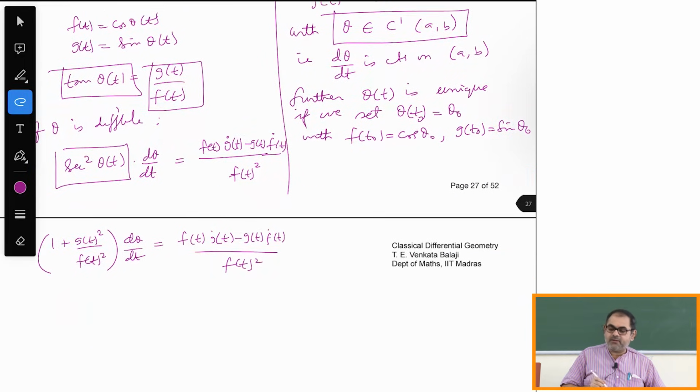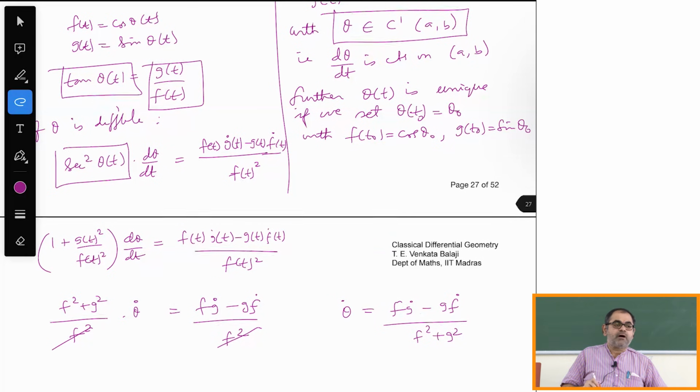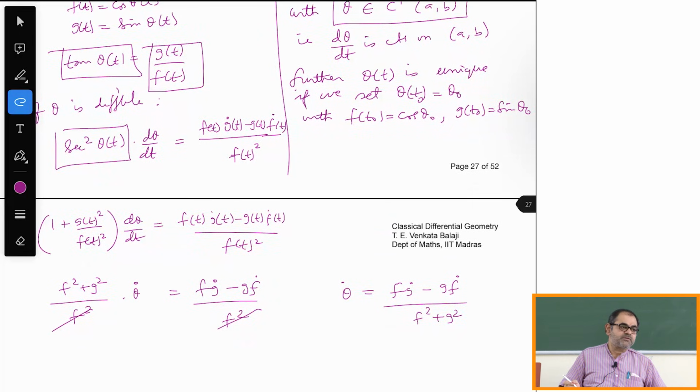Okay, now what I will do is, I will suppress all the t's, and I will simply write it as, this will become (f squared plus g squared) by f squared into theta dot is equal to (f g dot minus g f dot) by f squared, and you cancel out this f squared, and you will get this expression that theta dot is (f g dot minus g f dot) by (f squared plus g squared). There is no harm in dividing by f squared plus g squared, because it is 1.